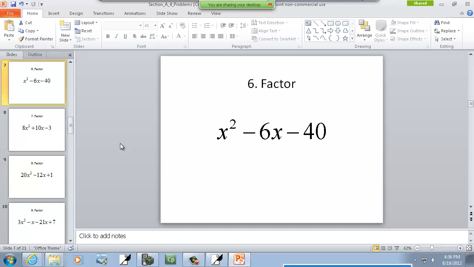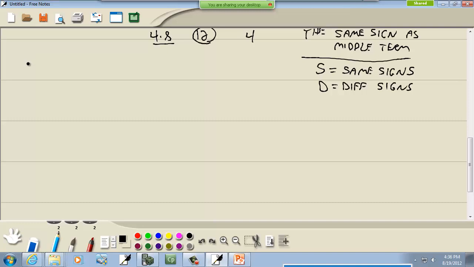Let's look at another one of those. We've got x squared minus 6x minus 40. And again, GCF, there is none. Grouping, 4 or more terms, no. PSD: x squared, x, no number in front of the x squared. That fits. So we're going to use the PSD method.